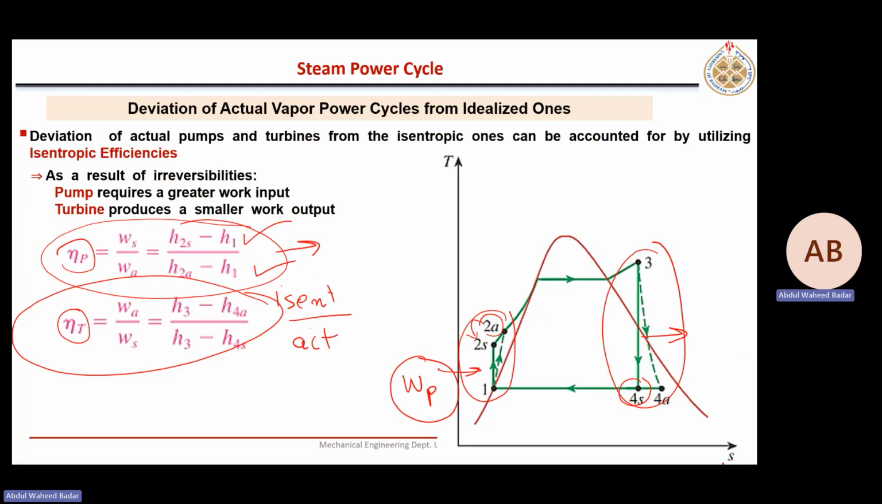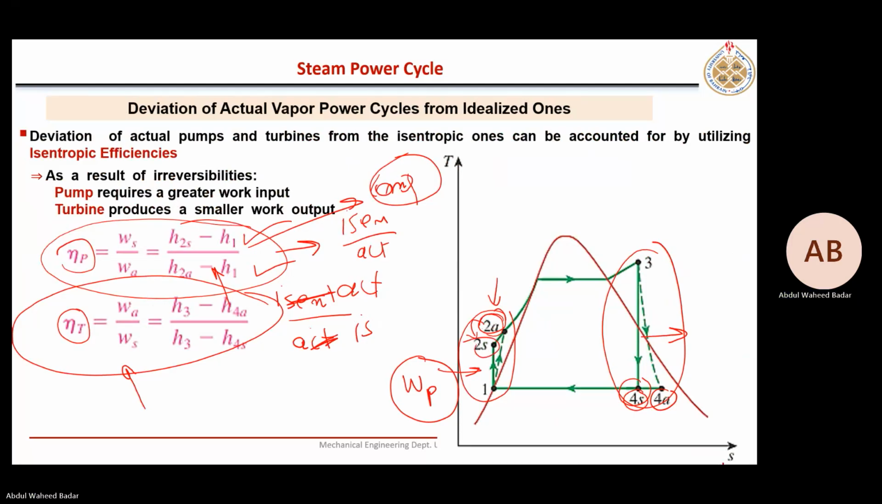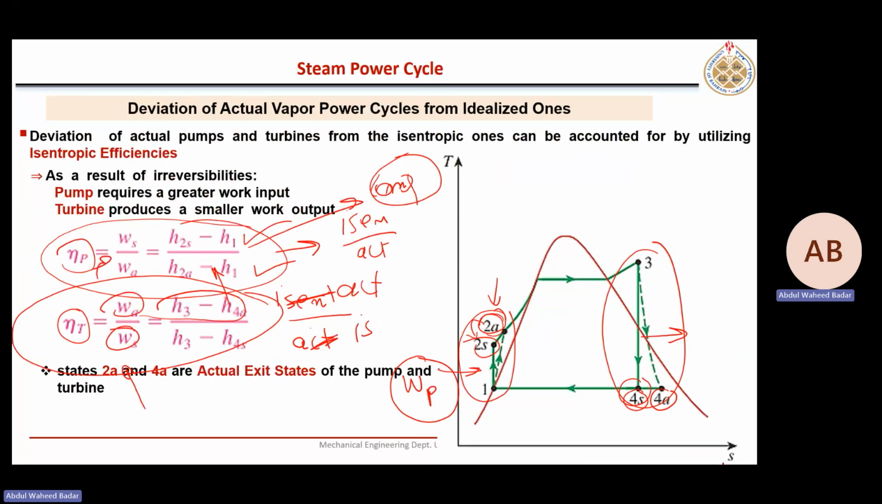So for the turbine, it is actual over isentropic. For the pump, isentropic over actual. Pump or compressor, same. So we'll use this formula if we want to find out this actual point, 4A and 2A, using isentropic. In turbine, actual work is less, isentropic is more. So these are the isentropic efficiencies.